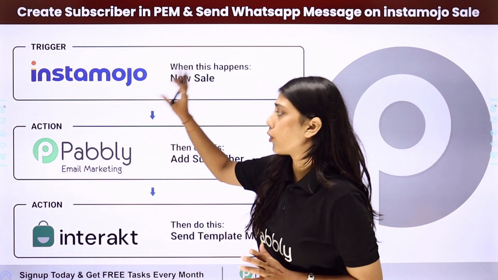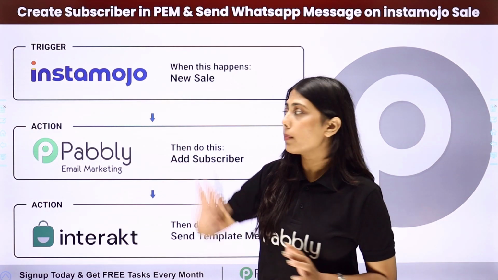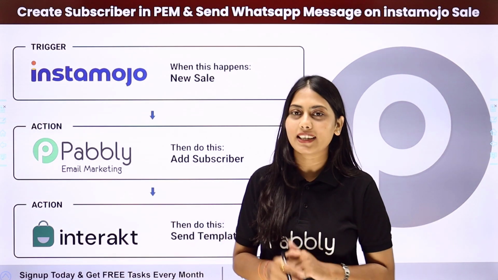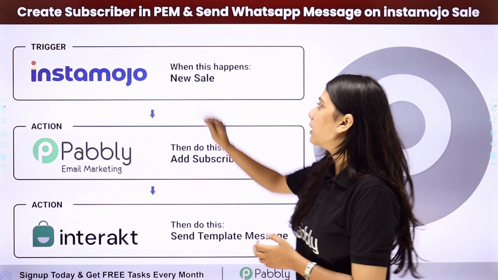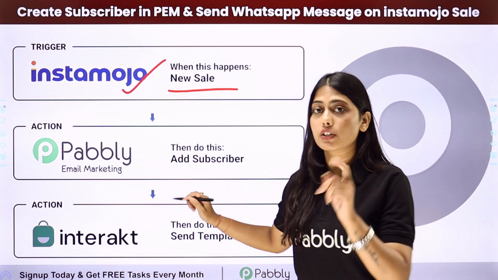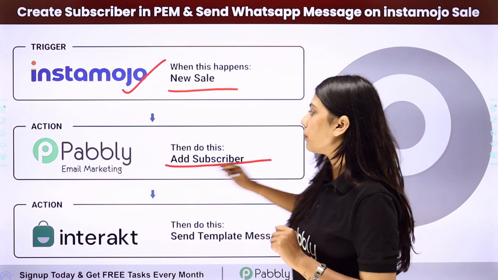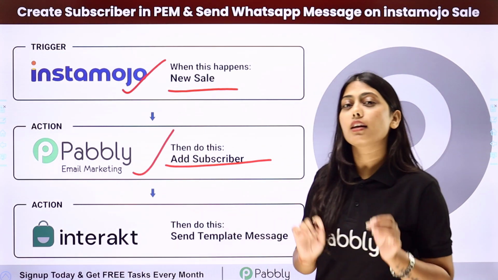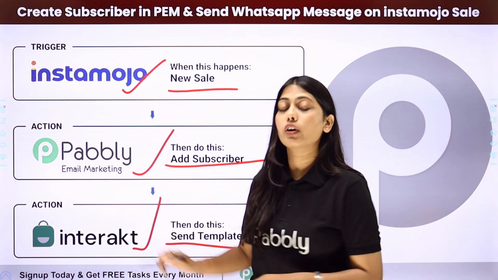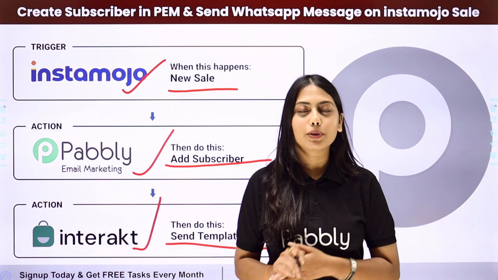For this complete process, rather than doing it one by one manually, you can create a complete automation with the help of Pabbly Connect, where our trigger will be the new sale in Instamojo. Then our first action step will be adding a subscriber in Pabbly Email Marketing, and our last action step will be to send a template message via Interact on WhatsApp. Let us learn how to do that.